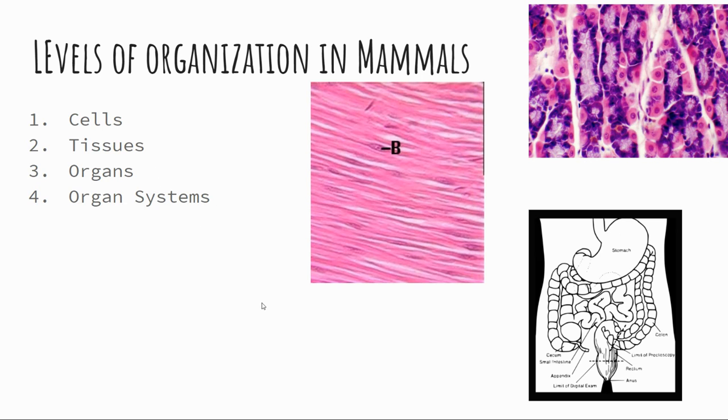Okay, think back to the definition of life. A cell is the smallest unit of life that can exist. You get multiple cells together to do a job that creates tissues. You get multiple different tissue types together to do the same job that creates organs, and you get multiple organs together to do a job, and that creates organ systems.